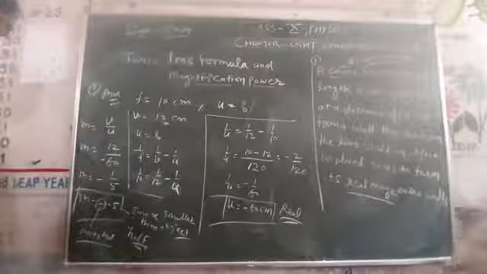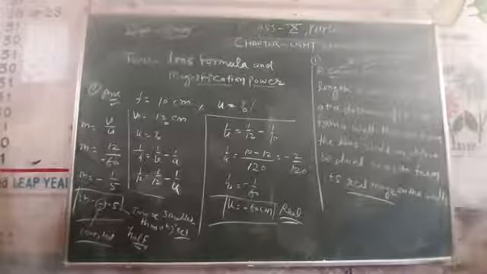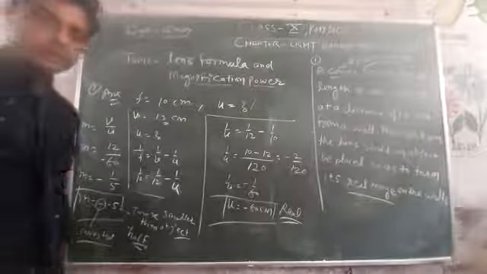So I hope you understood how to solve the numerical based on the lens formula and magnification power. You have to try to solve numericals based on the lens formula.